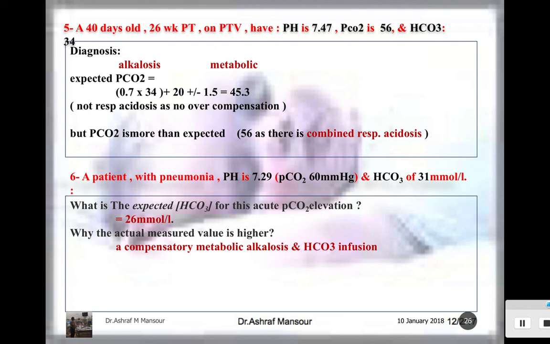Why is the actual pH high? As we said, this is compensatory metabolic alkalosis, or the baby is being given a bicarb infusion.